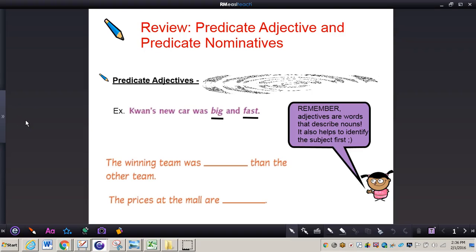In this video, we're going to be taking a look at predicate adjectives and predicate nominatives, and you do need to have your writing journal and also your practice companion book out. So let's take a look at what a predicate adjective is.